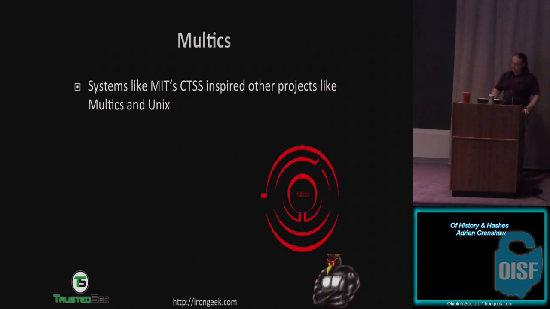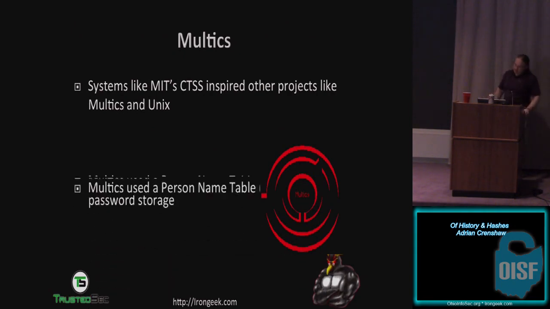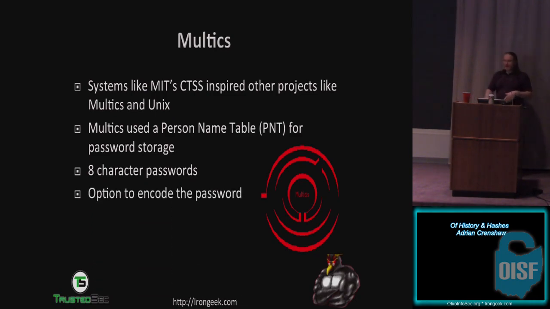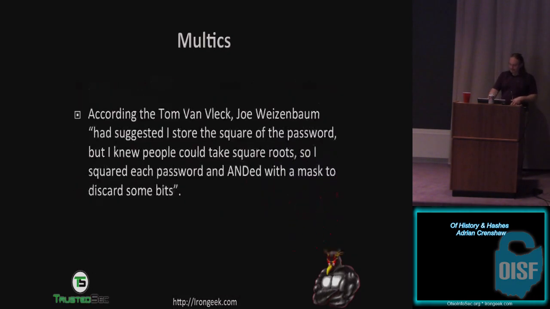Systems like the previous one I mentioned from MIT led to Multics and Unix. Now, Multics used a person name table for password storage. It had an 8-character password limit, which we know today is far too little, but maybe that was the origin of how so many people still have, for some systems, an 8-character password limit. But you did apparently have the option to encode the password.